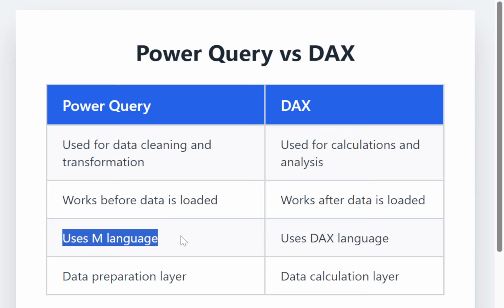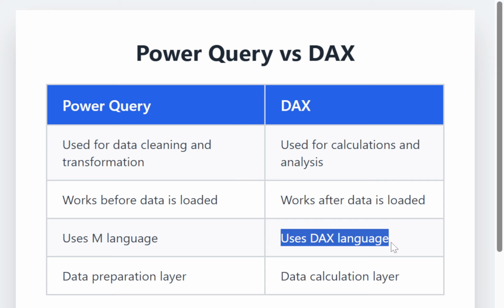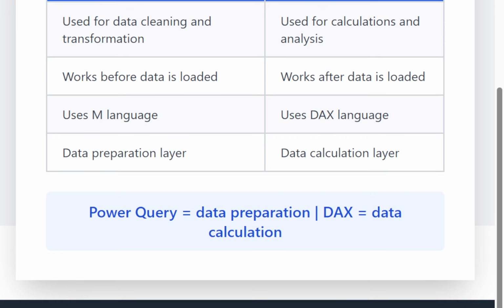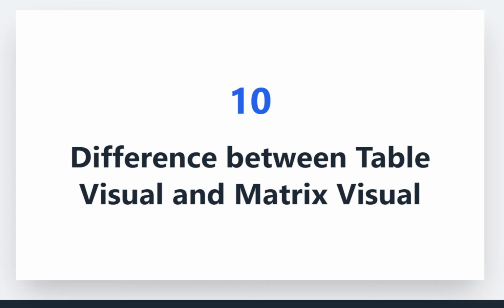Power Query uses M language, while DAX uses DAX language, data analysis expressions. Power Query is the data preparation layer, and DAX is the data calculation layer. Okay, I hope this is clear to you. Now coming to the next question.